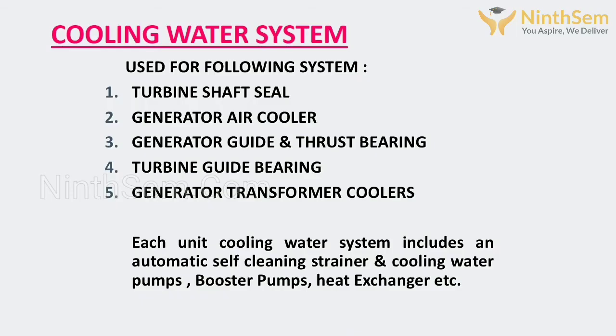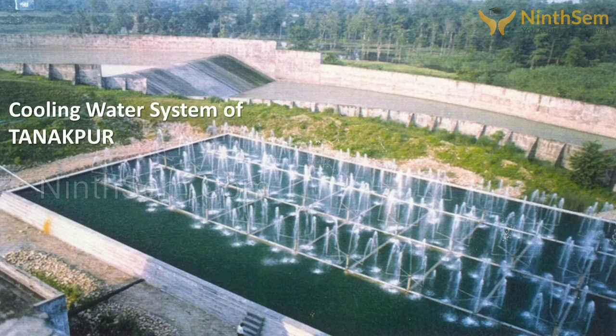Cooling water system used for the following systems: turbine shaft seal, generator air cooler, generator guide and thrust bearing, turbine guide bearing, generator transformer coolers. Each unit cooling water system includes automatic self-cleaning strainers, cooling water pumps, booster pumps, and heat exchangers. Here we are looking at the cooling water system of Tanakpur.